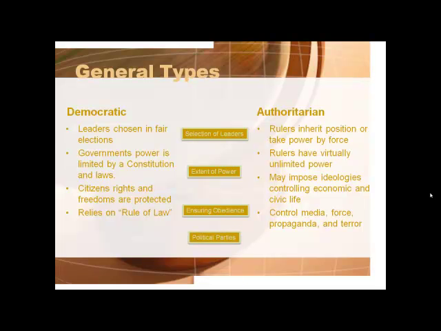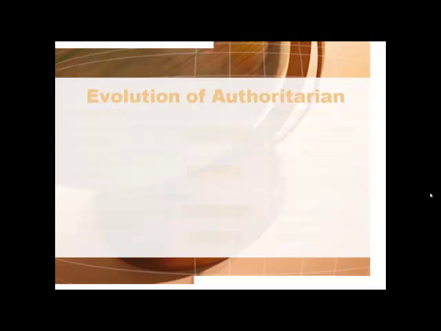The last one is political parties. In a democratic government, we allow multiple parties. We have a Nazi Party of America. We'll talk about that in Unit 2. We allow people to have ideologies, especially those that we find offensive. In an authoritarian government, if there's a political party, it is a single political party.